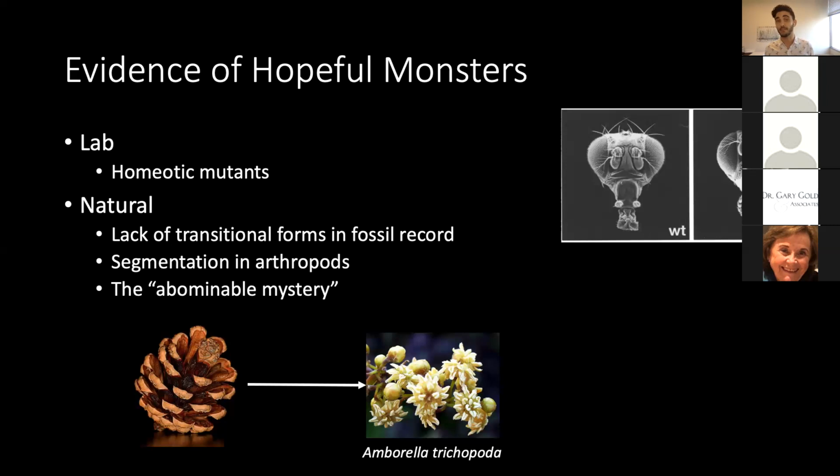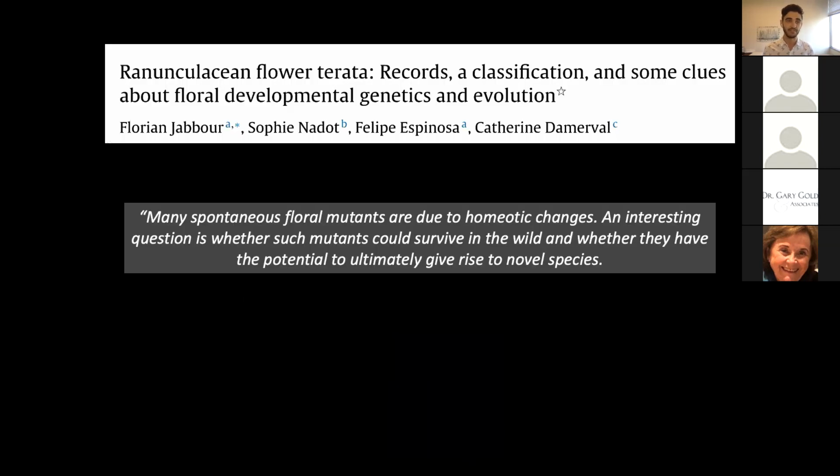On the other hand, we could look at a microevolutionary example. How well do homeotic mutants fare in the field? Well, there's also not that many examples of that. This paper came out a few years ago, and they say that many spontaneous floral mutants are due to homeotic changes. An interesting question is whether such mutants could survive in the wild and whether they have the potential to ultimately give rise to novel species.